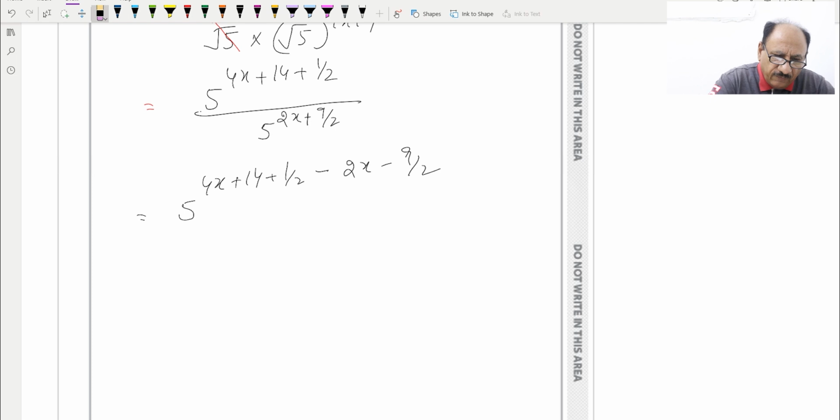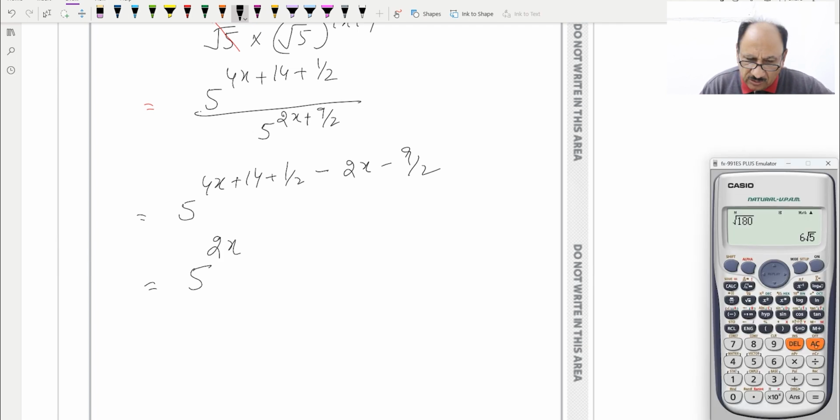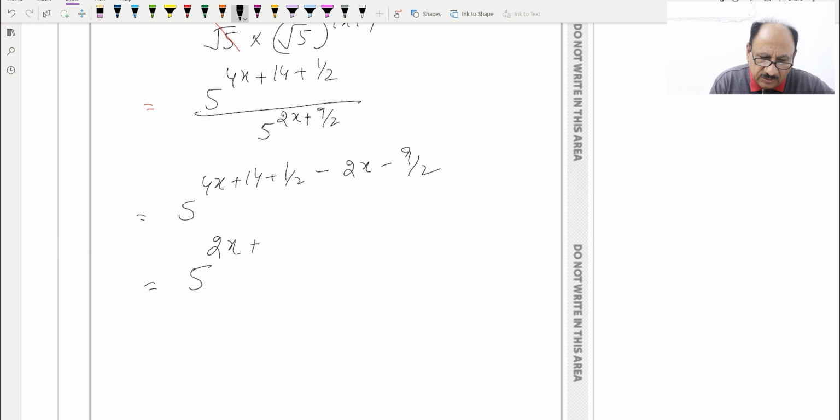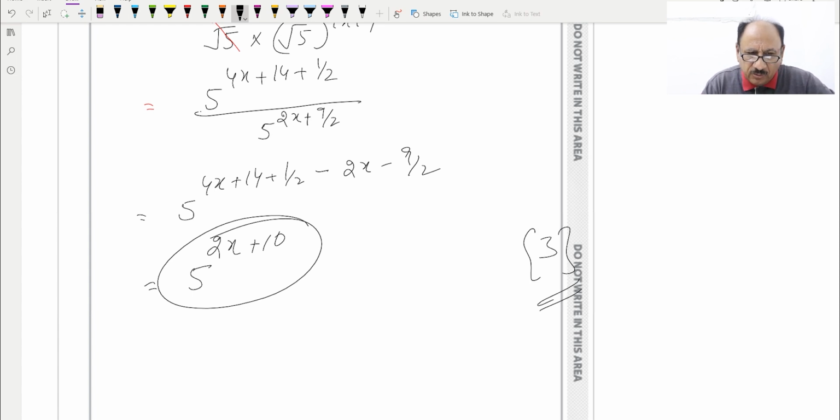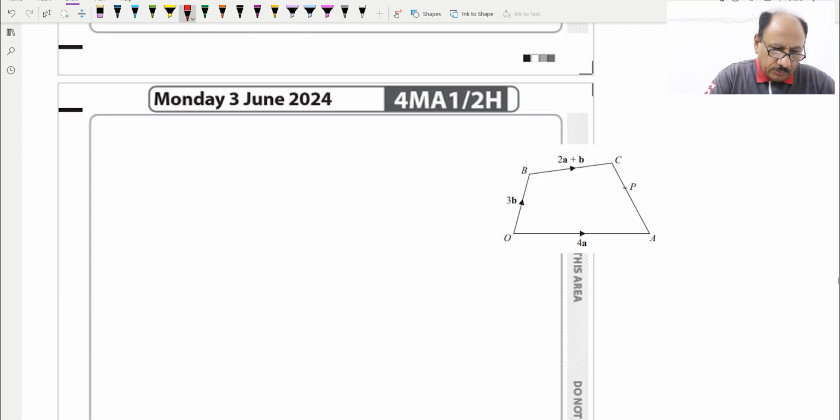Now we can simplify, and the final answer which we'll be getting is 5 raised to the power 4x minus 2x will be 2x, and rest of the numbers we can solve with the calculator. 14 plus 1 over 2, and minus this will be 9 over 2, and this is resulting to 10. So 2x plus 10, and this is our final answer. And this question is for 3 marks, which we have completed. Hopefully you understood this. Question number 24.